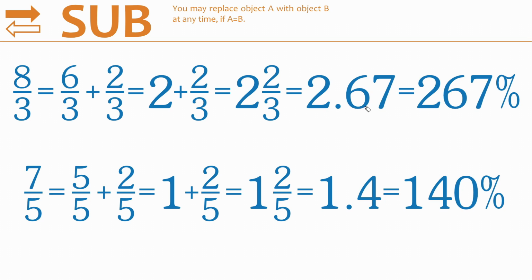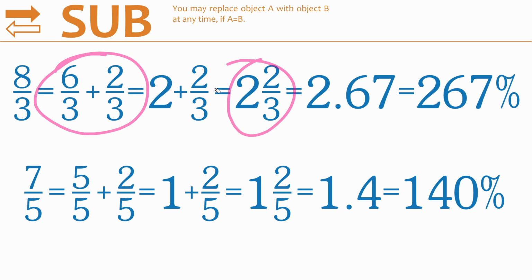And 2.67 is the same as 267%. So now I can take 267% and I could put it in the place of 8/3. Whatever the problem may be, I can swap any of these. I can take 6 and 2/3 out. I calculate, figure it out. Oh, and then I can put 2 and 2/3 in its place.